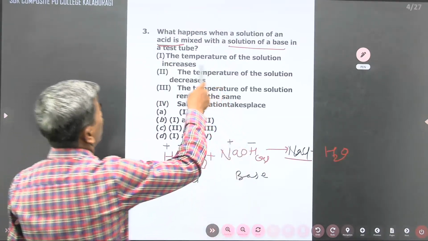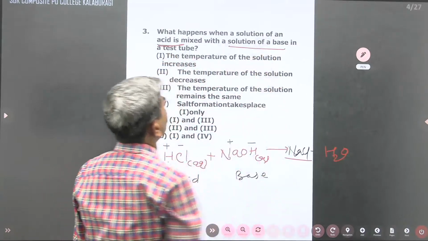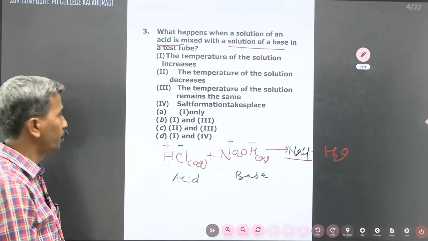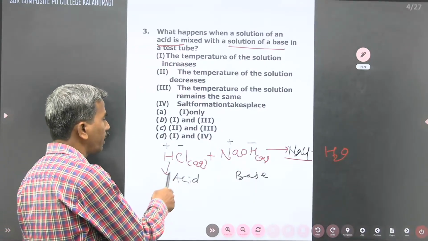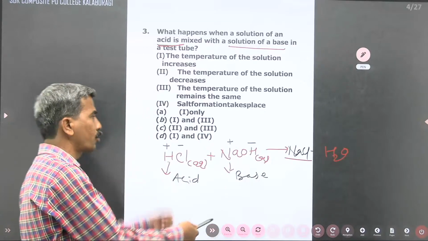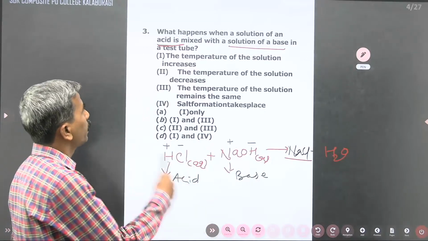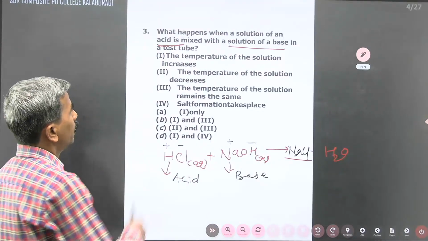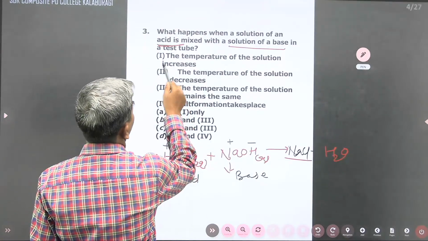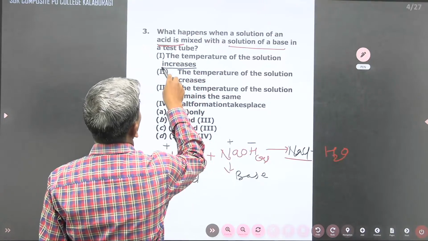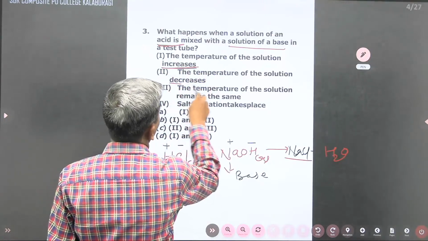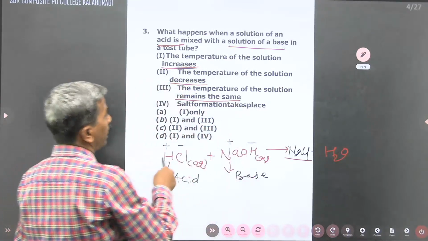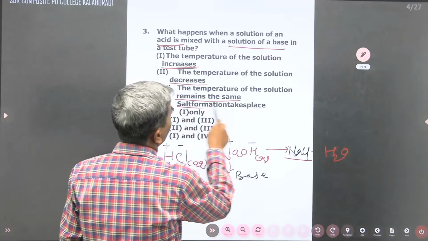Now, once again I am reading the statement: what happens when a solution of an acid is mixed with a solution of a base in a test tube? Suppose you take HCl in one test tube and NaOH in the other test tube, and you mix them. The given options are: the temperature of the solution increases, or it decreases, or it remains the same, and the next one, salt formation takes place.